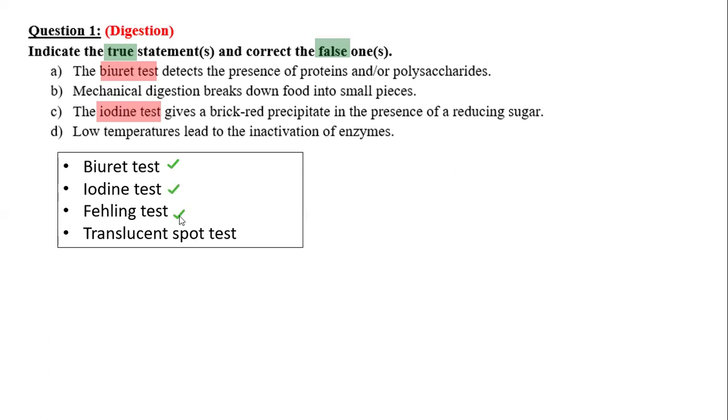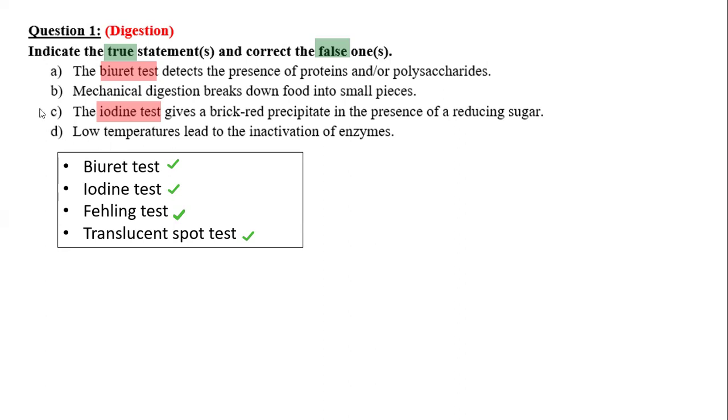Fehling test is for the reducing sugar. We said all the sugars that we studied are reducing sugars except sucrose. The translucent spot test detects the presence of lipids. So it depends on what we want. And if the test is positive, this tells us that this kind of food is present, otherwise it is not present.